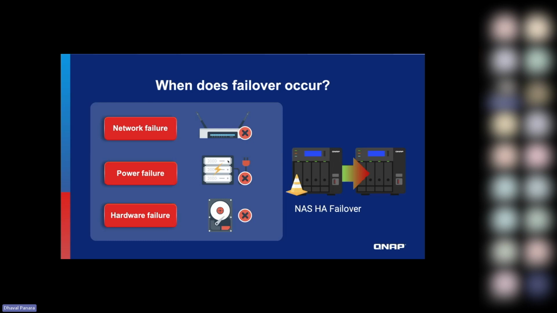The other one is power failure, where there's an issue with the power supply of the NAS, or maybe the wall jack supplying the power to the main NAS just breaks out. So there's no power to the main NAS. That's where the failover will happen. Or there's a hardware failure: a CPU issue, RAM issue, or multiple drives that have failed. That's where the failover will happen and the NAS will switch to the second NAS. So those are the failover scenarios, right?